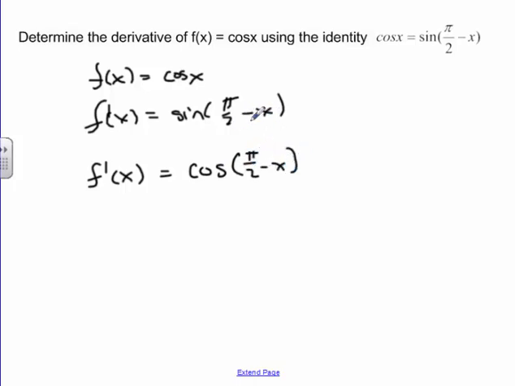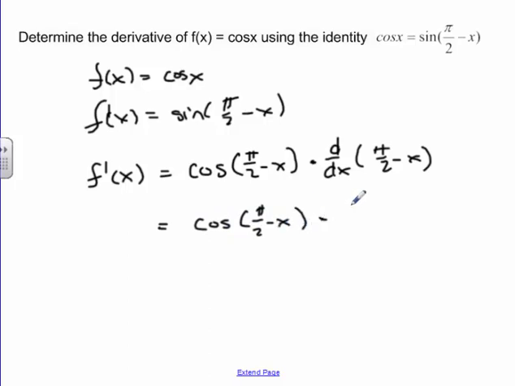I didn't have x in here. I had pi over 2 minus x. So that requires a chain rule, which means I'm going to have to chain on the derivative of that inside, which is the derivative of pi over 2 minus x. Well, based on that, it's cosine of pi over 2 minus x times the derivative of this right here, which is just negative 1, which leaves you with negative cosine of pi over 2 minus x.